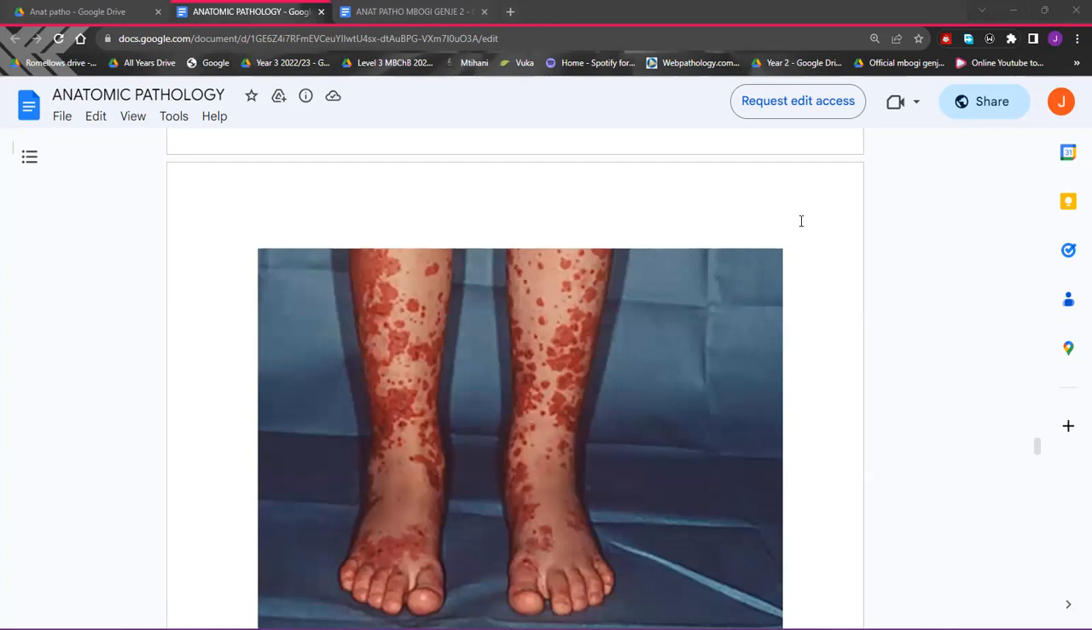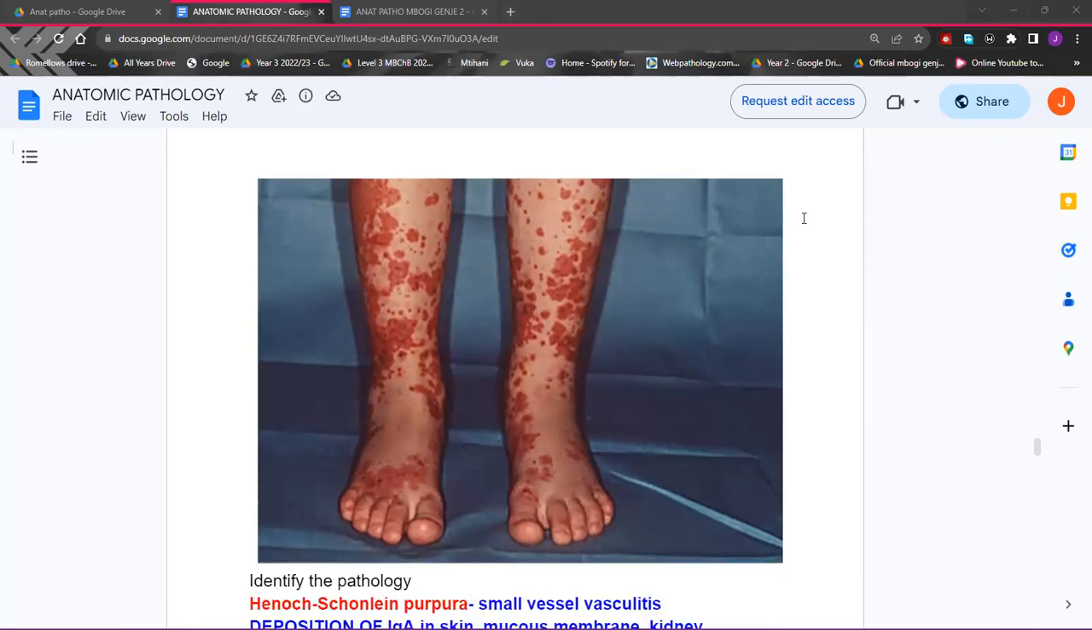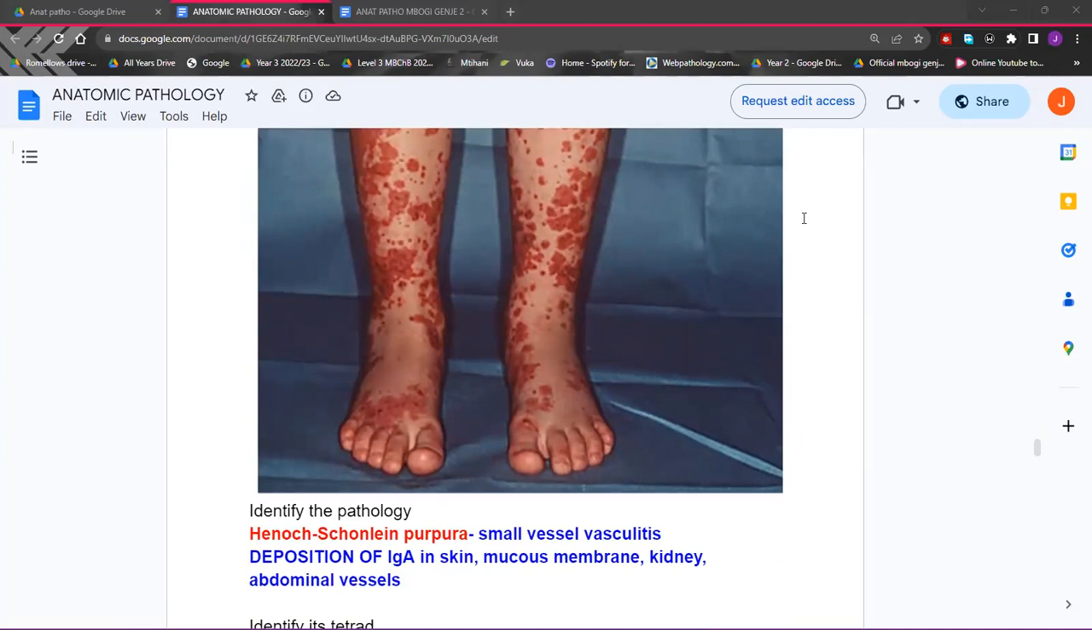Now, here we have another pathology. What do we think this pathology would be? With multiple lesions which are red. Someone says purpura, and I agree. So this is Henoch-Schonlein purpura. It's a small vessel vasculitis. We have deposition of IgA in the skin, mucosal membranes, kidney, and abdominal vessels.